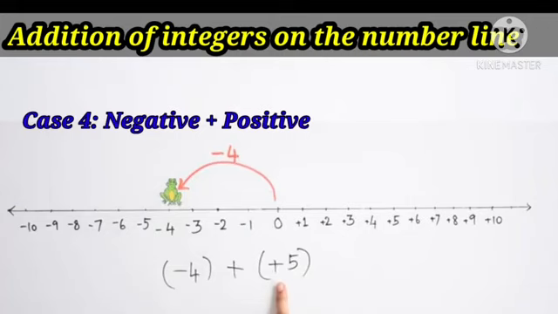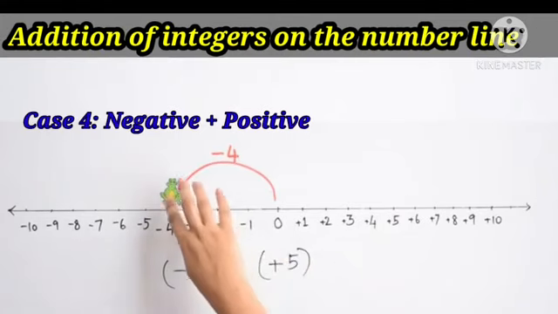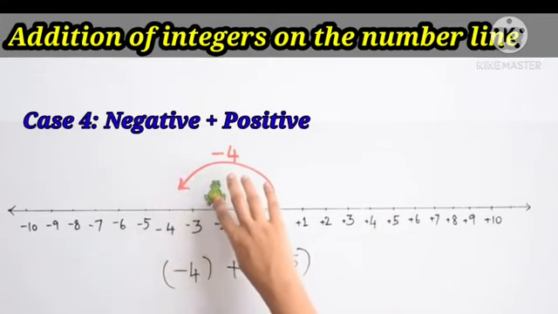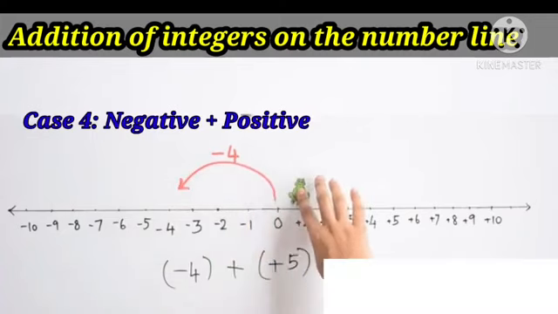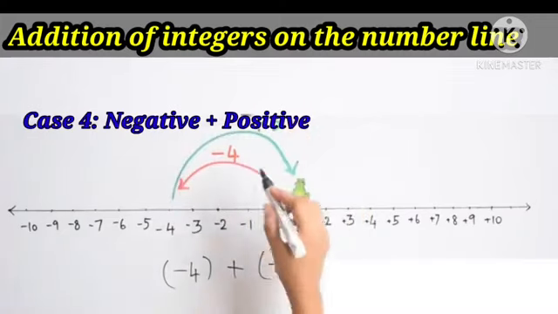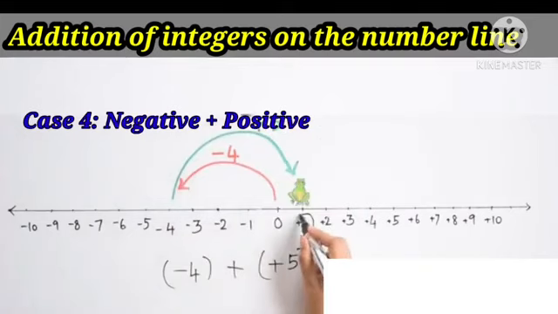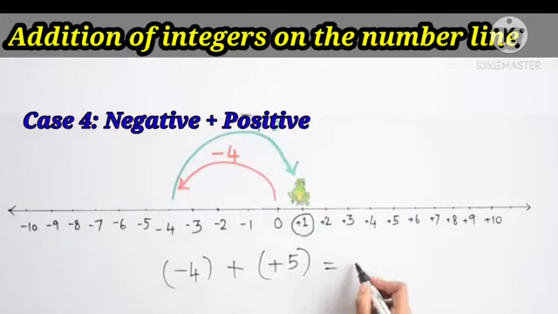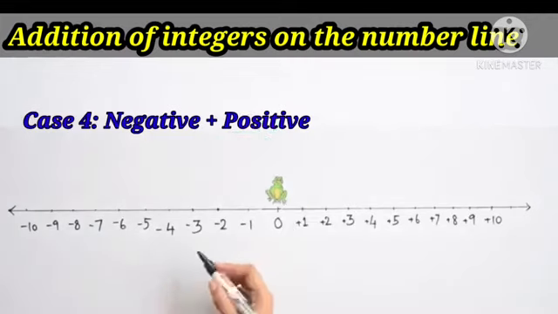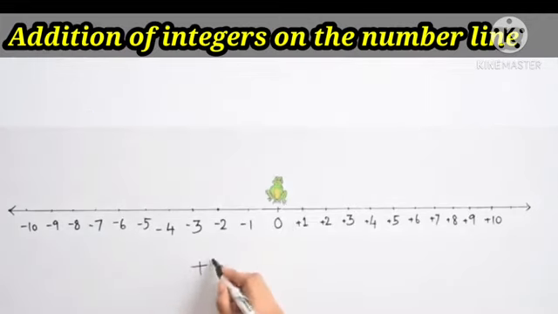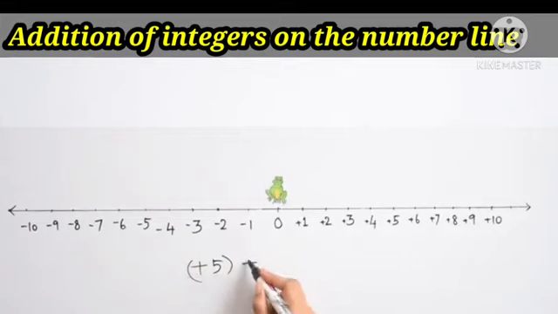The second integer is plus 5. Plus sign means the frog has to move to right. That is, it has to move 5 steps to the right. Now the frog lands at plus 1. So, negative 4 plus positive 5 is equal to positive 1. Children, similarly, can you try positive 5 plus negative 3? Children, you have to draw a number line like this and try yourself.